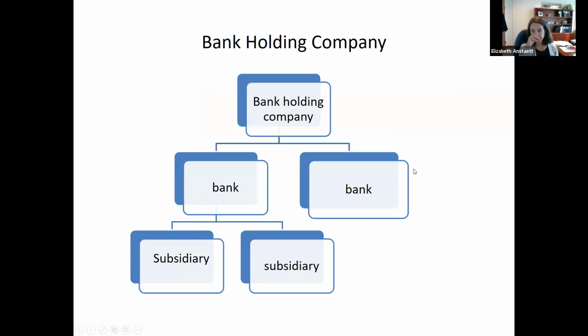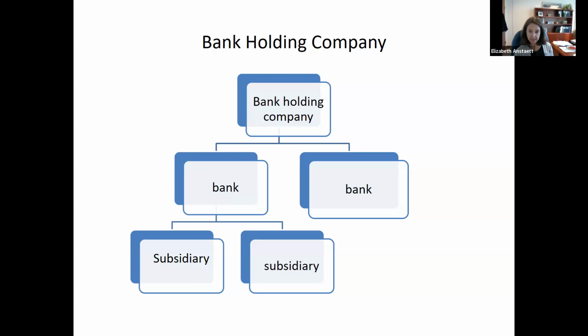But to just give you a visual picture, which I think helps, in a bank holding company structure, you have the parent company, that's the bank holding company. It can own multiple banks. The banks can own subsidiaries, and there can also be side-by-side affiliates, non-banks. But what is key in this structure is that there is a bank.